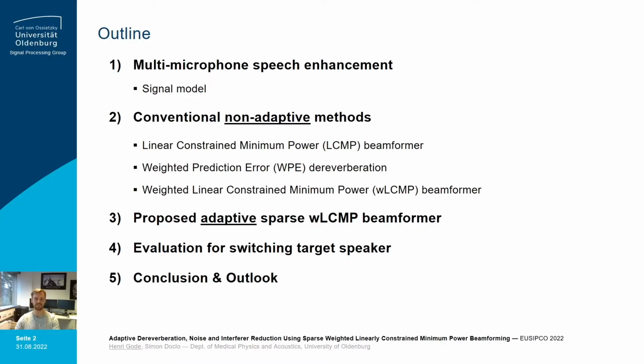So let's first go through the outline of this talk. We'll start with a problem statement, that is multi-microphone speech enhancement for spatially non-stationary scenes. Instead of more traditional cascaded systems performing dereverberation and noise and interference reduction successively, in this work we consider the weighted linearly constrained minimum power beamformer, in short wl.CMP, which performs dereverberation, noise and interference reduction jointly. Since wl.CMP is a non-adaptive algorithm, it is unable to adapt to spatially changing acoustic scenes. So we proposed an adaptive version of the wl.CMP. In the evaluation, we compare the performance of the proposed adaptive wl.CMP beamformer with its non-adaptive version for a scenario with a sudden switch of target speaker position. And finally, we conclude the talk and provide a brief outlook.